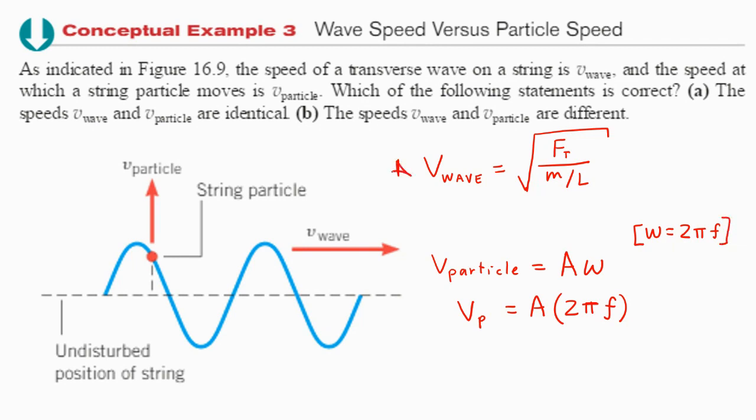So I have this equation for the speed of the wave, and I have this equation for the speed of the particle. And as we can see, these are two very different equations. The speed of the particle doesn't depend on the mass of the string or the length of the string. It just depends on the amplitude and the frequency. And the speed of the wave depends on the tension, the mass, and the length of the string. So that means our answer is that these speeds are going to be different.